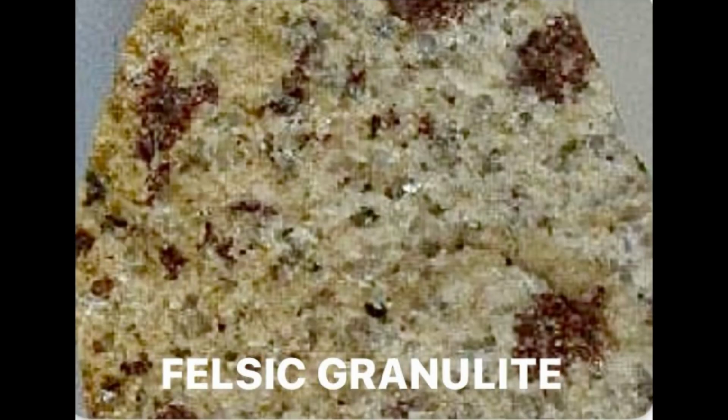What are granulites? Granulite rocks have large mineral crystals. That's called granulite texture. And those crystals are usually welded together. That's called granoblastic texture. Felsic granulites are usually light in color, and mafic granulites are usually dark in color.